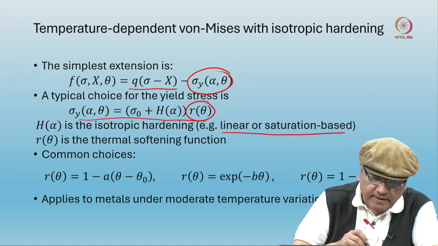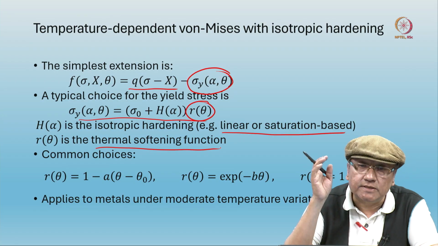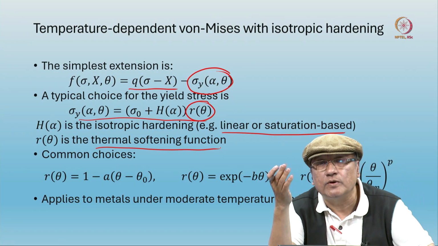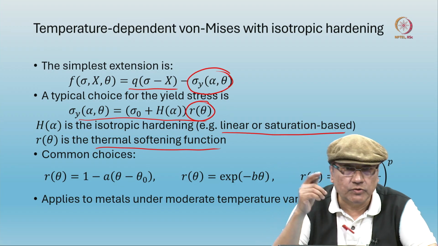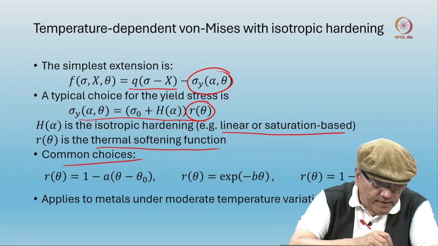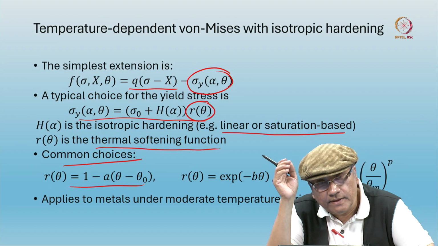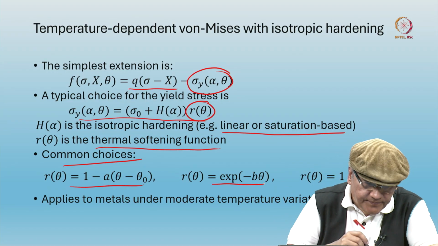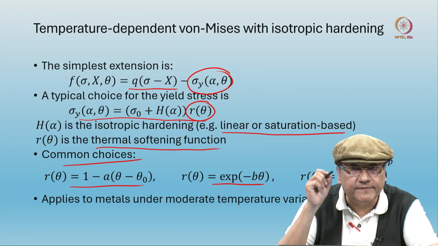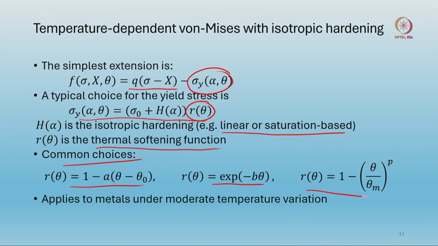So, r theta is basically called the thermal softening function. It is typically responsible for softening because thermal effects typically cause softening. The common choices are: it could be linear in theta as here in the first case, it could be exponential in theta, where theta 0 is a reference temperature, or it could be power law in theta. So, all three are possible.